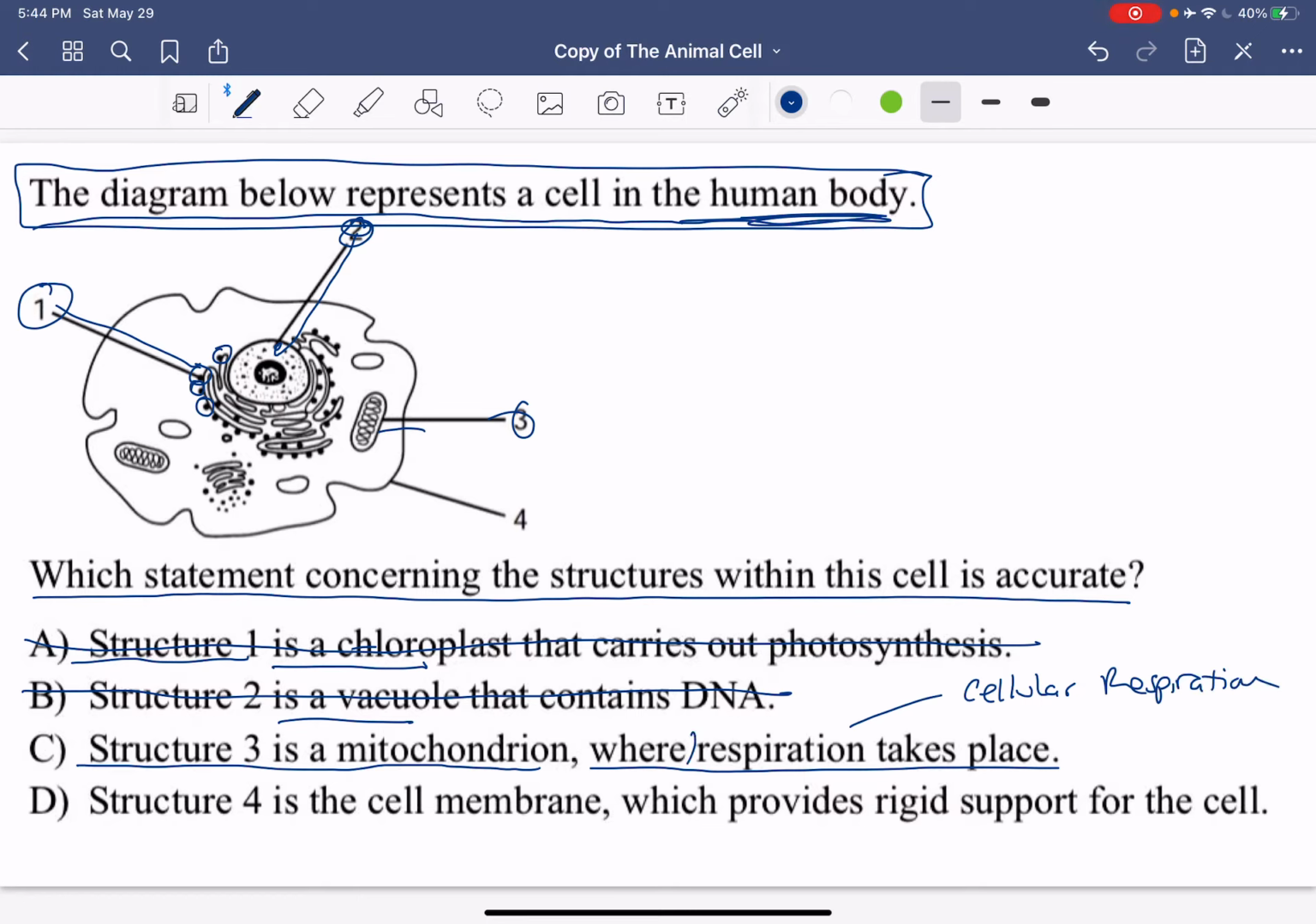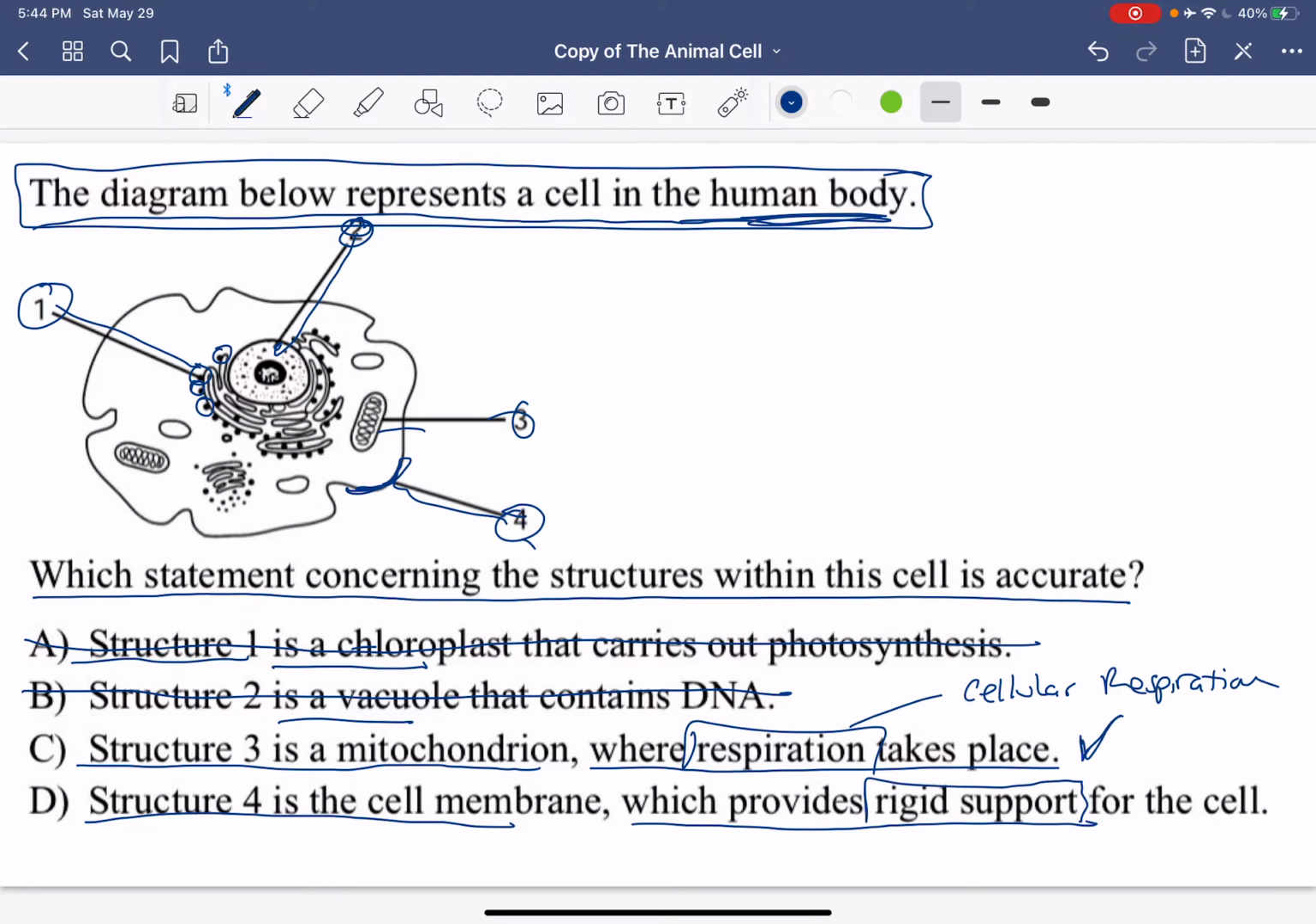Always remember that. Sometimes they just say respiration. This is absolutely correct, but we'll get back to that. Structure 4 is the cell membrane. That is true. That 4 is the cell membrane. They're pointing to the outermost layer, which provides rigid support.